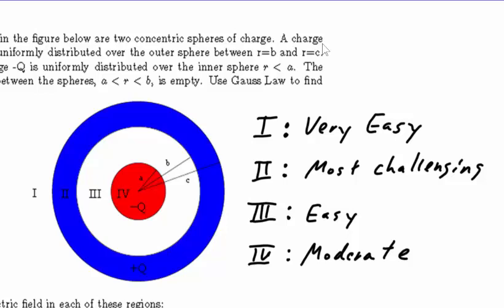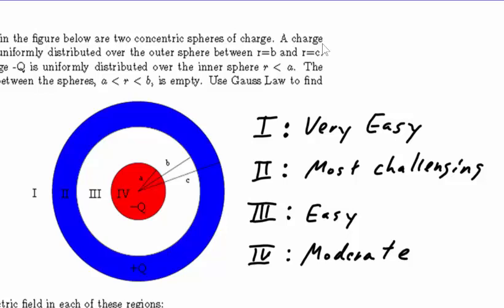The shape of the Gaussian surface follows the symmetry of the system. We've got spheres inside of spheres. What shape do you think we're going to get for the Gaussian surface? Answer, we're going to get spheres. The area of the spheres are going to be 4 pi r squared, and that's going to apply to parts 1, 2, 3, and 4. The challenging part in each case is going to be finding the charge enclosed.